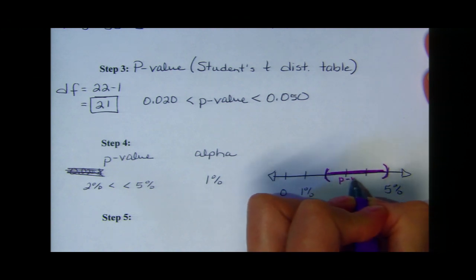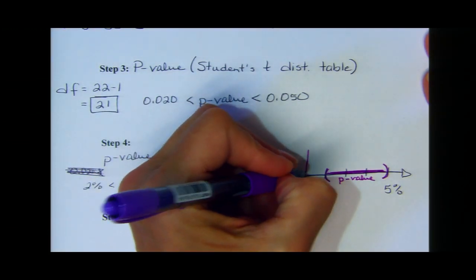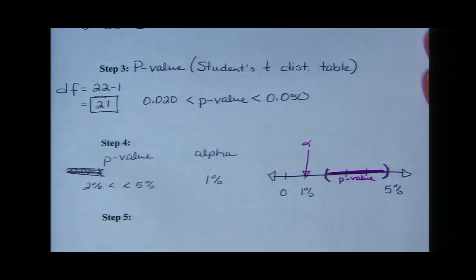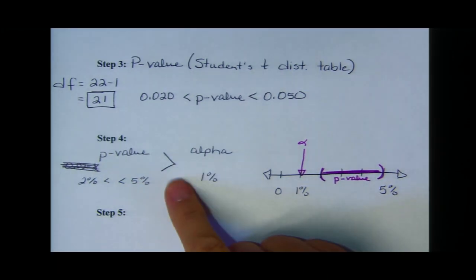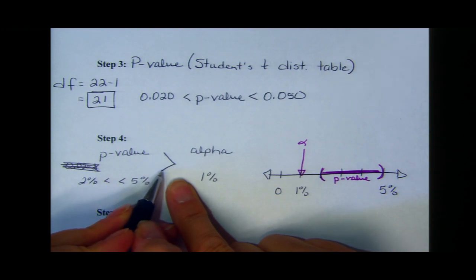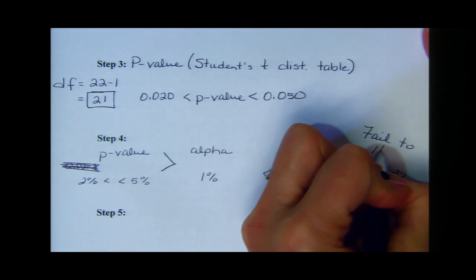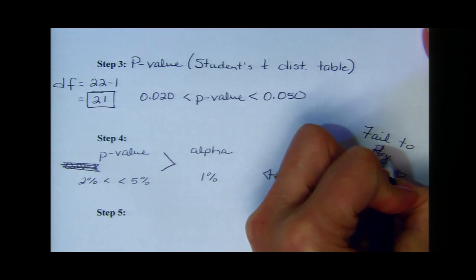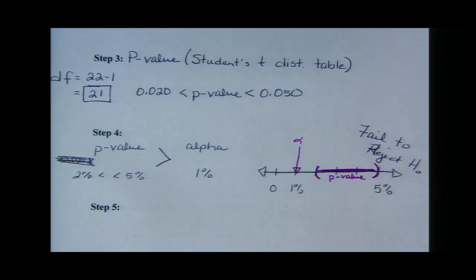So here's the p-value. Alpha is 1%. So obviously on this, the p-value is greater than alpha. And the decision that we're going to make when it's greater than, then we know to fail to reject the null, which basically means we have not proven anything. So when we fail to reject, that means there is insufficient evidence.